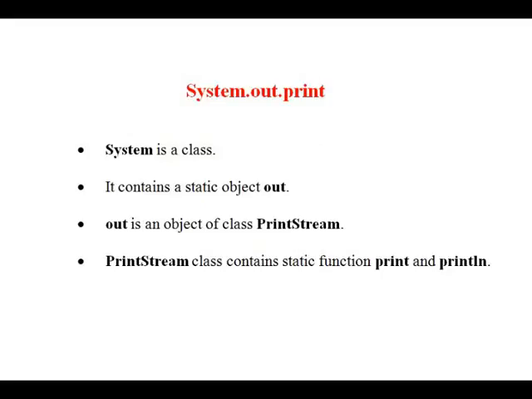Today we are going to learn about how the statement System.out.print or println works. The System written here is a class. First of all we write the name of the class, System, then we write out. So what is out? The System class contains one static object, out. It is not a class, it is an object. It is a static object.